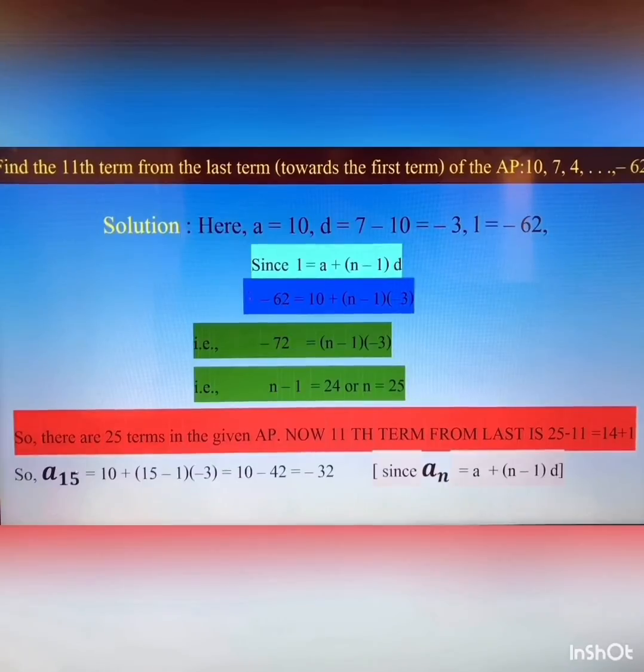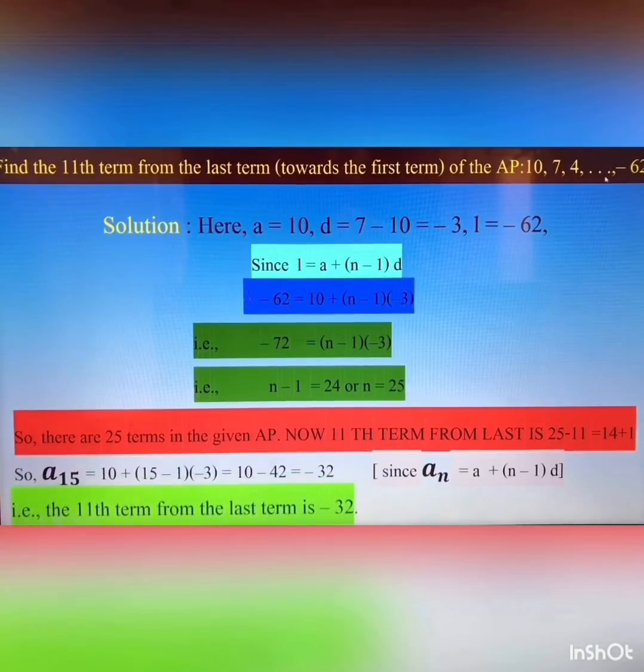So we will find the 15th term, that is A plus (N minus 1) into D, and A is 10, and N is 15, minus 1, that is 14, into minus 3, and we will get 10 minus 42, which means minus 32. So minus 32 is the 11th term from the last.